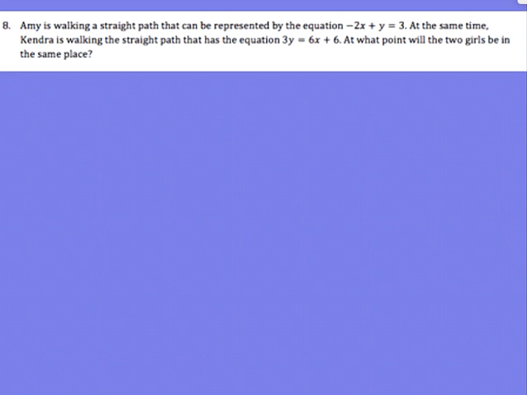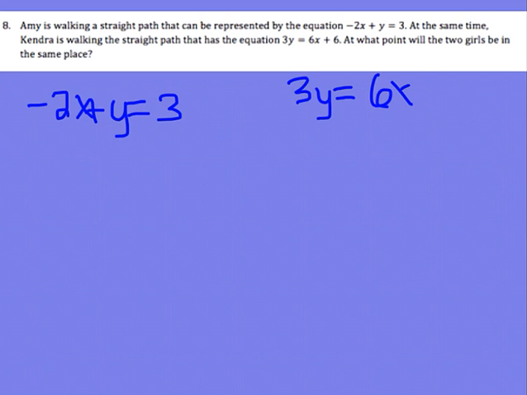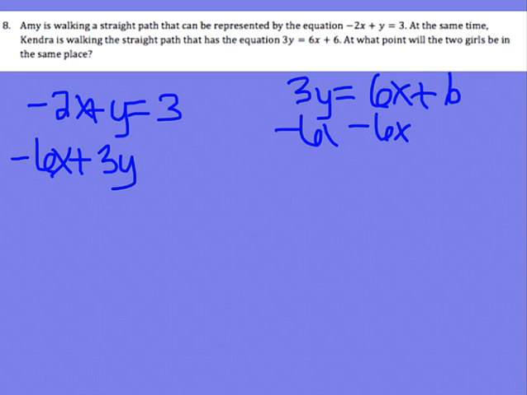Well, first of all, this works better when you have things in standard form, if you remember back to Unit 1. So Amy's good. She's already in standard form. We have negative 2x plus y is equal to 3. Kendra, however, we have to do some manipulating. We have 3y is equal to 6x plus 6. So what I'm going to have to do is subtract 6x from both sides. So then for this one, I end up getting negative 6x plus 3y is equal to 6.